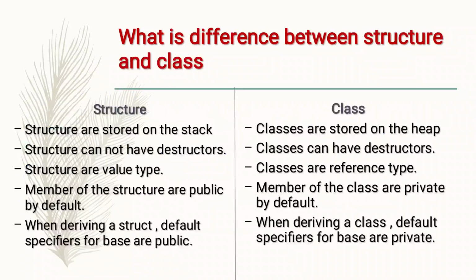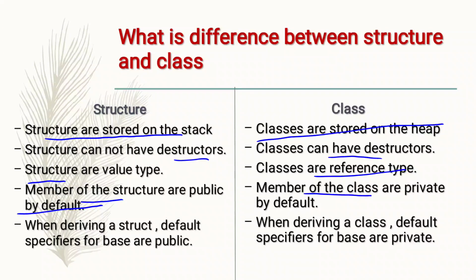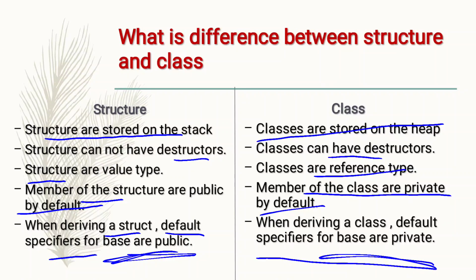So the next question is, what is the difference between structure and class? Structures are stored on the stack, classes are stored on the heap. Structures cannot have a destructor, and classes can have a destructor. Structures are value types, classes are reference types. Members of a structure are public by default. Okay, members of a class are private by default. When deriving a structure, the default specifier for the base is public. Okay, when deriving a class, the default specifier for the base is private.